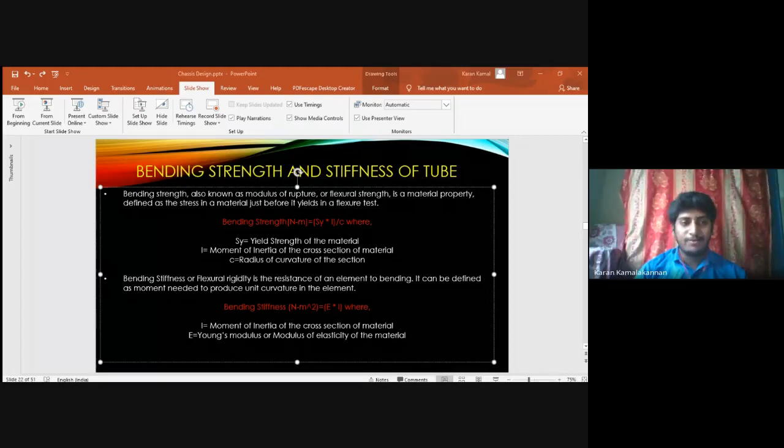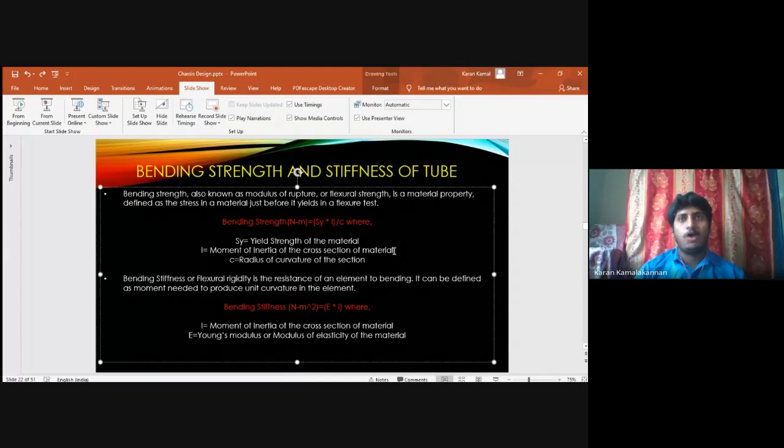We need to be very clear, because these are fundamentals we have to use while designing. The formula is pi by 64 times (d outer to the power 4 minus d inner to the power 4). That is the formula for the moment of inertia of a tubular cross section.